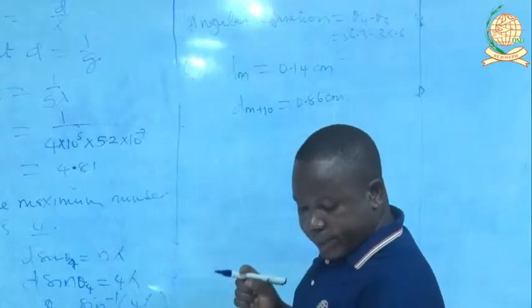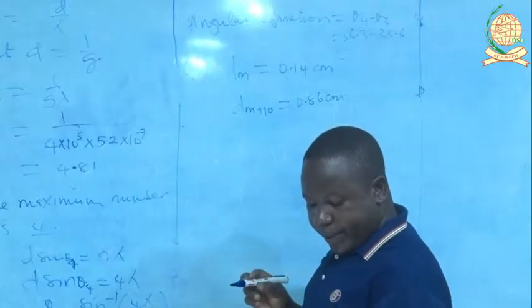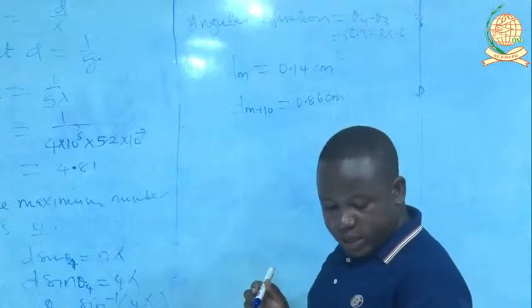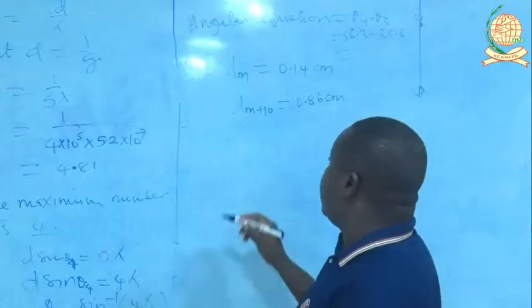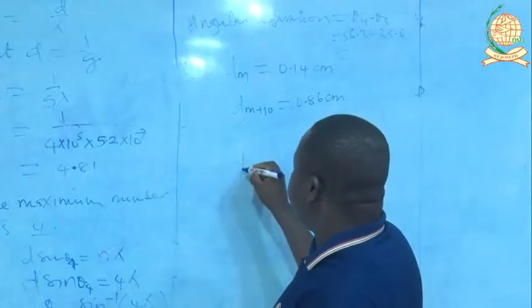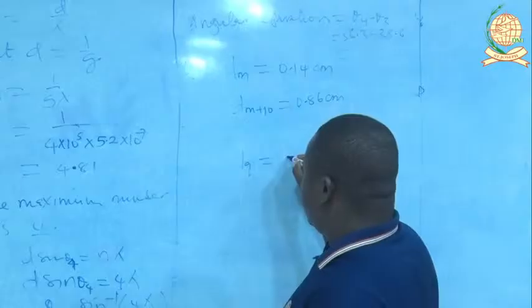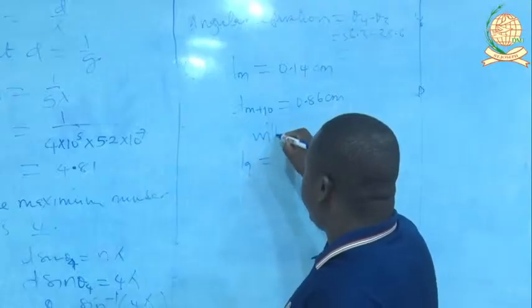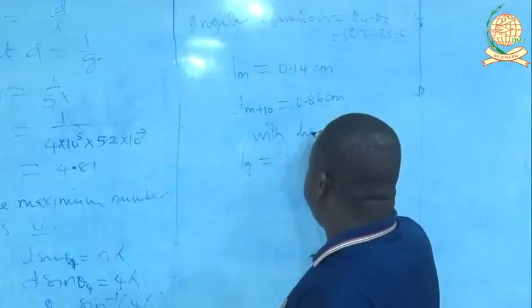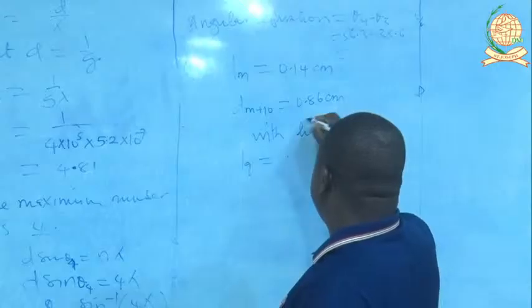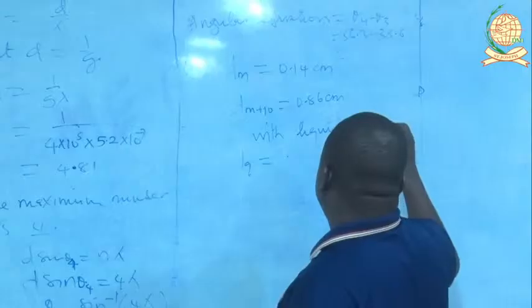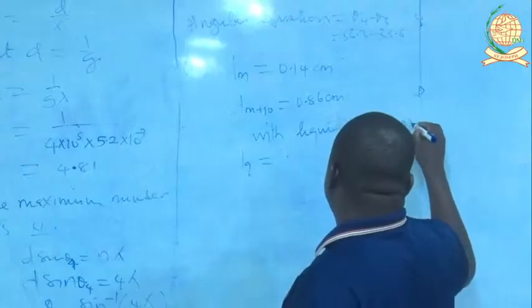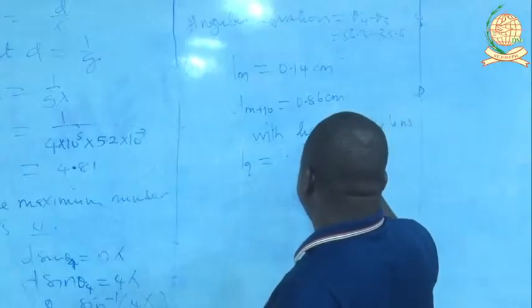When the space between the lens and the plain glass is filled with a liquid, the diameter of another, so we have another d, this is with the liquid between the lens and the glass.